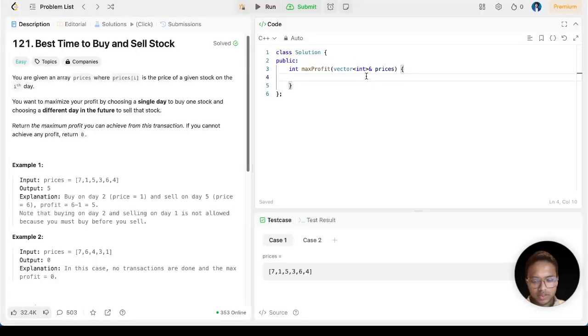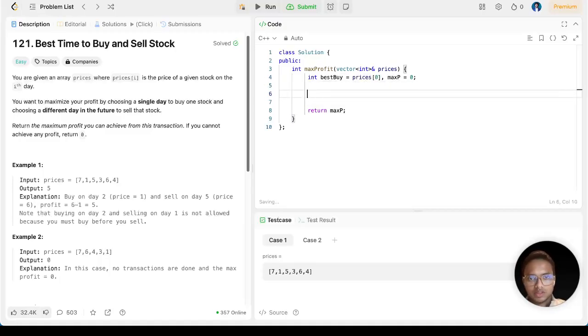We'll take two variables. One is best buy, which is equal to prices[0], our first index, and we can take another variable called max profit, which is equal to 0. Why are we taking 0? Because the problem statement says if you cannot achieve any profit, return 0. So let's return max profit.